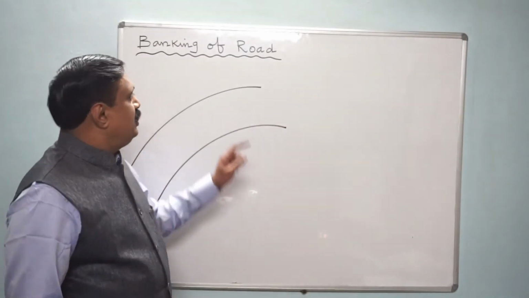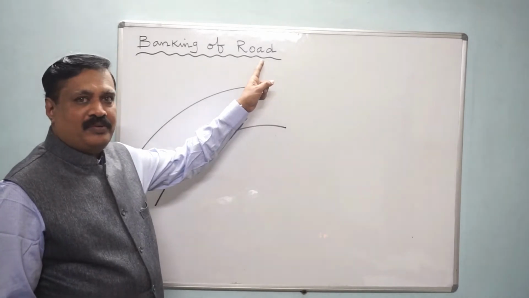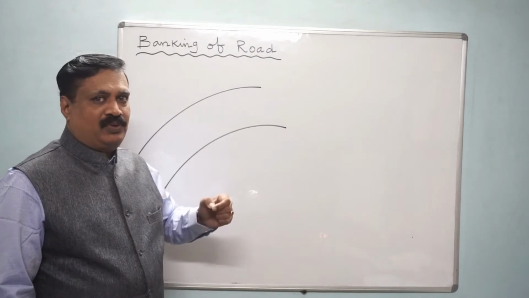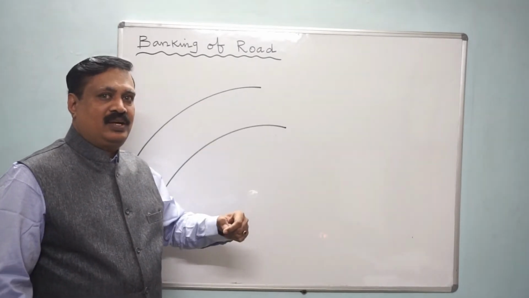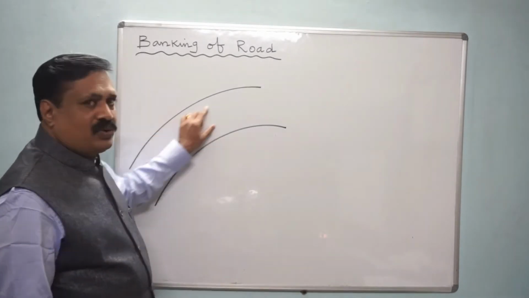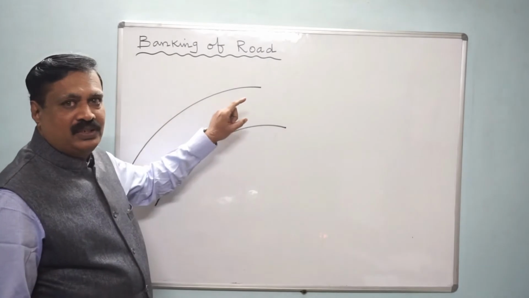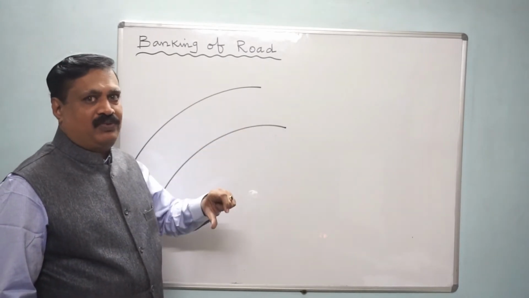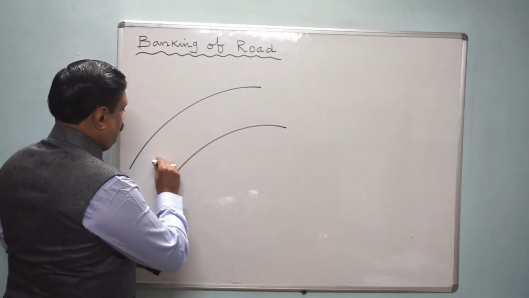Today we are going to see banking of road. Before I explain banking of road, you should know what a centripetal force is. When you drive a bicycle or any two-wheeler on a curved road, you slightly bend inwards. Why are you bending? To provide centripetal force.